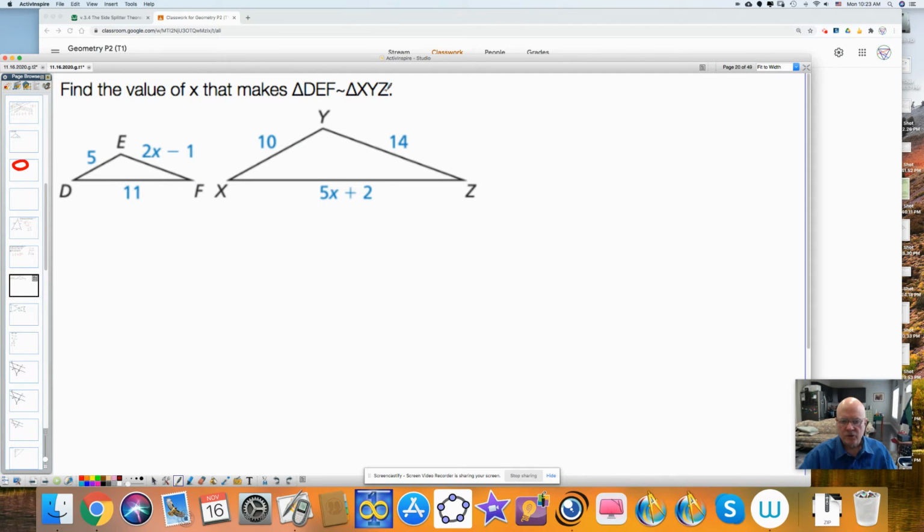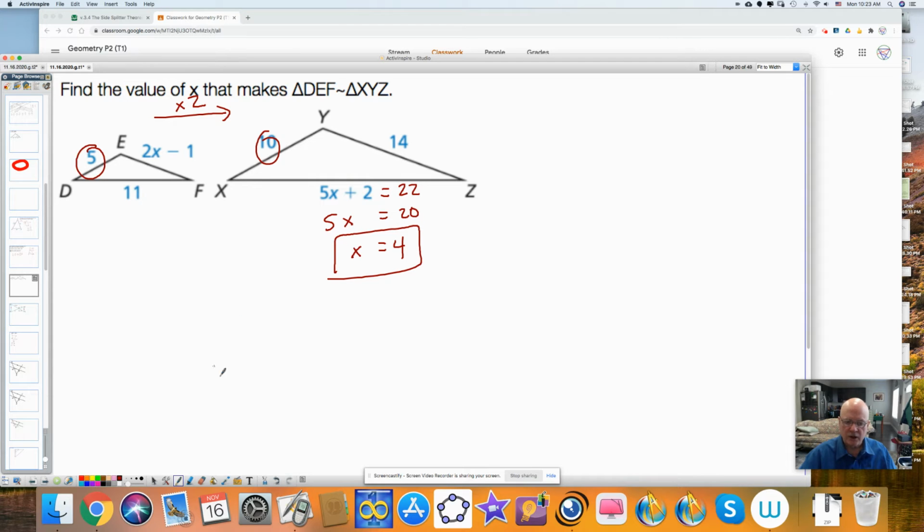Here we're told that the two triangles are similar. Notice they are in a like configuration. Notice that going from 5 to 10 is a scale factor in this direction of times 2. So I go from 11 to this. If I multiply 11 times 2, I get 5x plus 2 is equal to 22. Subtract 2 from both sides, 5x is equal to 20. Divide both sides by 5, x is equal to 4.